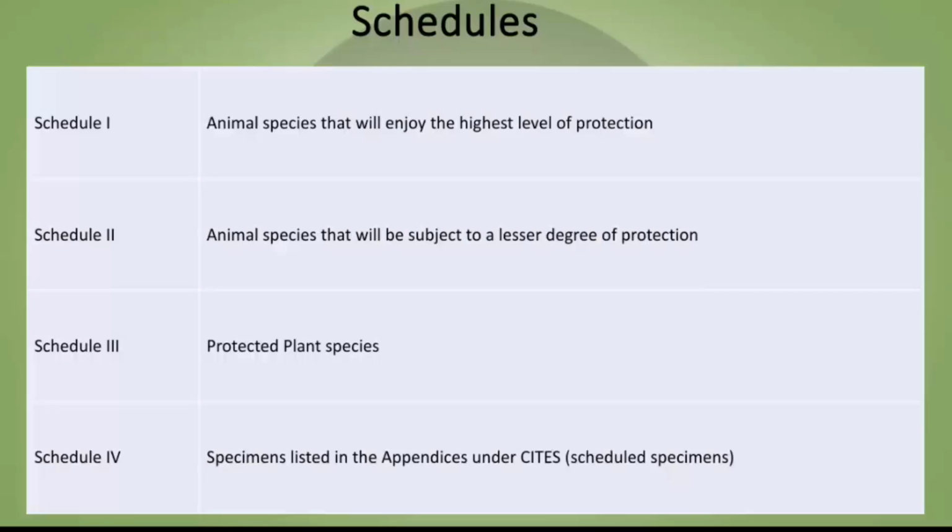So what are the schedules? There are 4 schedules now. First, the animal species that will enjoy the highest level of protection, for example the tiger. Then the animal species that will be subject to a lesser degree of protection. Then there are protected plant species, and then in the 4th schedule, specimens listed in the appendices under CITES.